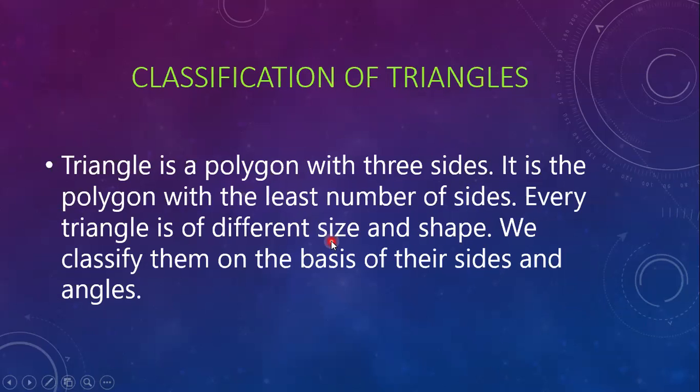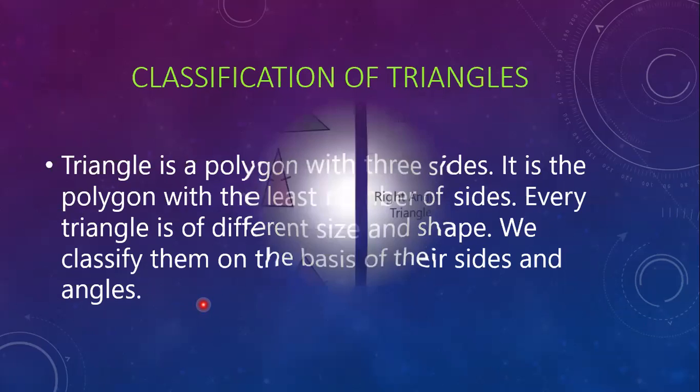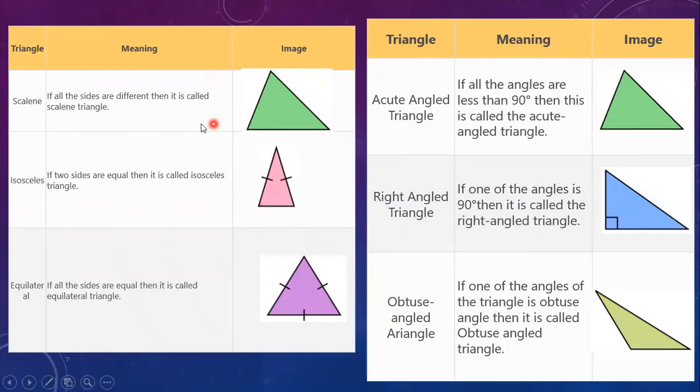Every triangle is of different size and shape. Triangles are not the same; they have different shapes and different sizes. We classify them on the basis of their sides and angles. In the same way, we can divide triangles based on sides, and also based on angles. Now let us see these triangles based on sides. Based on sides we can divide them into three types of triangles. One is the scalene triangle, next is the isosceles triangle, and the third one is the equilateral triangle.